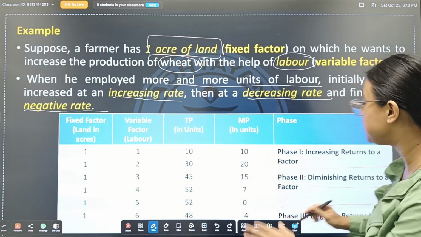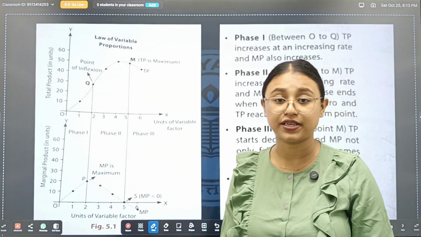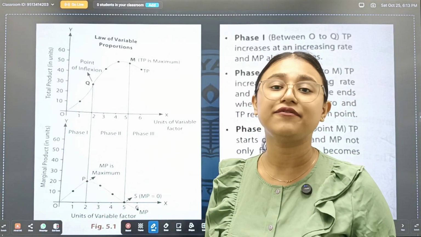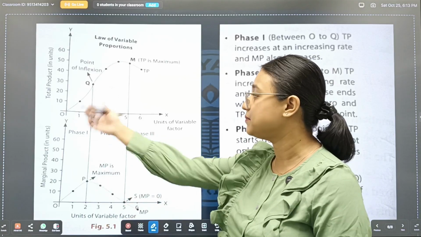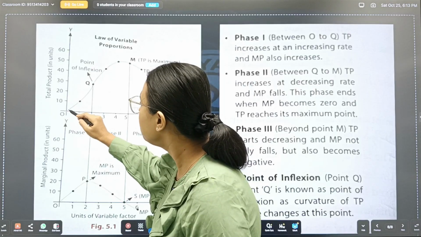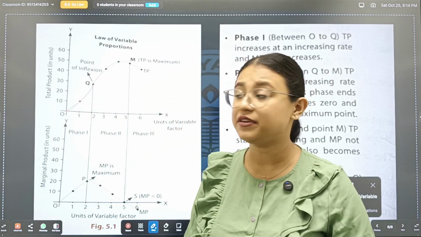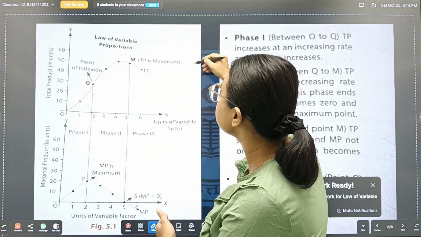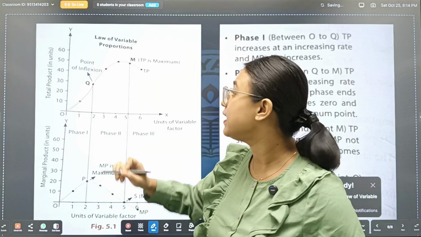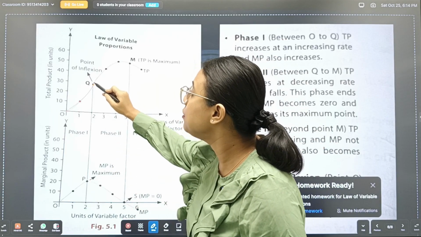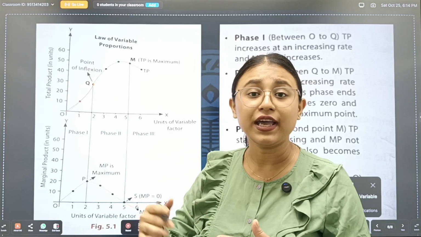Fine. We can explain the schedule diagrammatically to you. So this diagram is very important, which actually reflects the law of variable proportion. We can explain the three phases in this diagram. Firstly, look, from the origin to point Q, total product increases at an increasing rate. And total product increases at an increasing rate is shown by a curve like this. Look at point Q: at point Q, the rate of increase of your total product starts to fall.